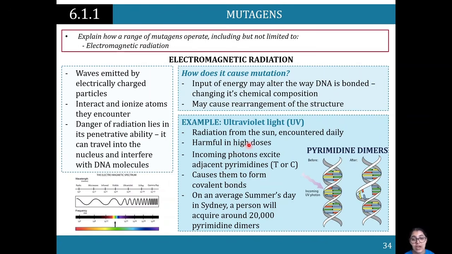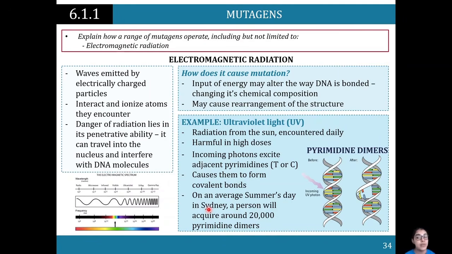So UV light is harmful in high doses, and what it does is that the incoming photons actually excite the adjacent pyrimidines. These adjacent pyrimidines, which include T and C, so thymine and cytosine, get excited, and it then causes them to turn around and bond to each other through covalent bonds. So instead of the hydrogen bonding here, that hydrogen bonding is broken so that the C and the T can bond to one another. And on an average summer's day in Sydney, a person will acquire around 20,000 pyrimidine dimers. So it does happen. It is a very, very common thing.